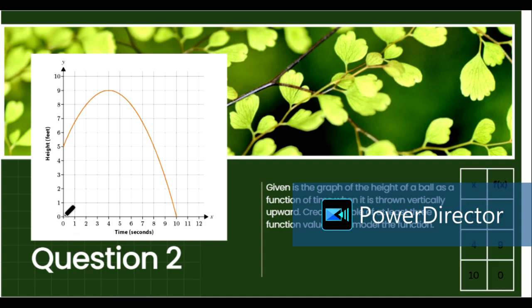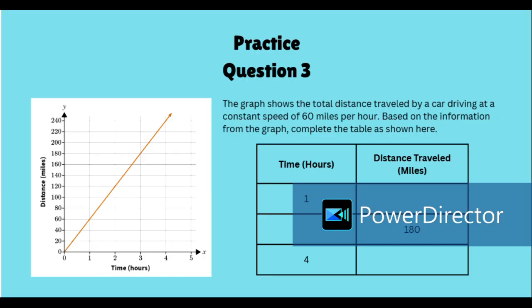Okay, the first obvious one is the y-intercept, where x is 0 and y is 5, which is right here. The next obvious one is the maximum, where x is 4 and y is 9. And the last obvious one is 10 and 0. I apologize, I said those in the wrong order.